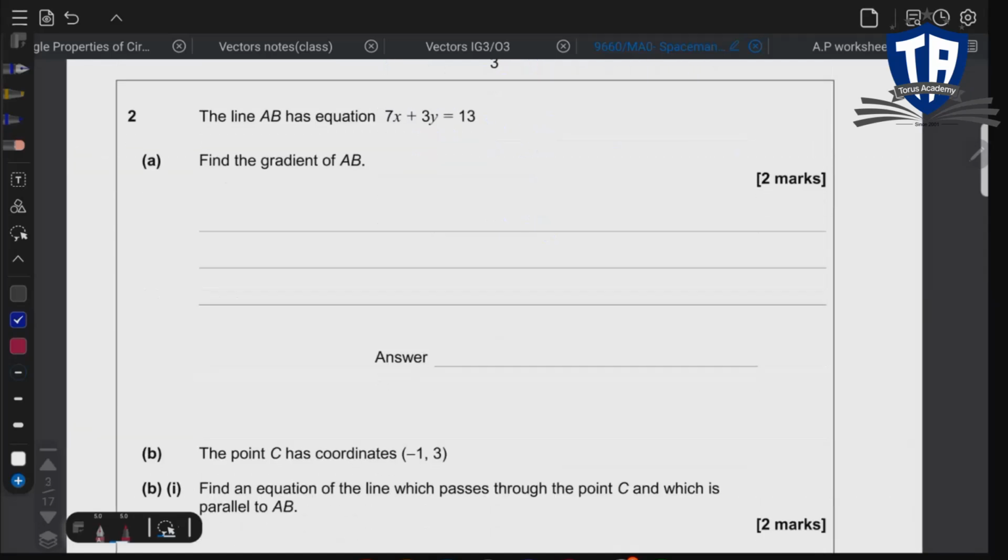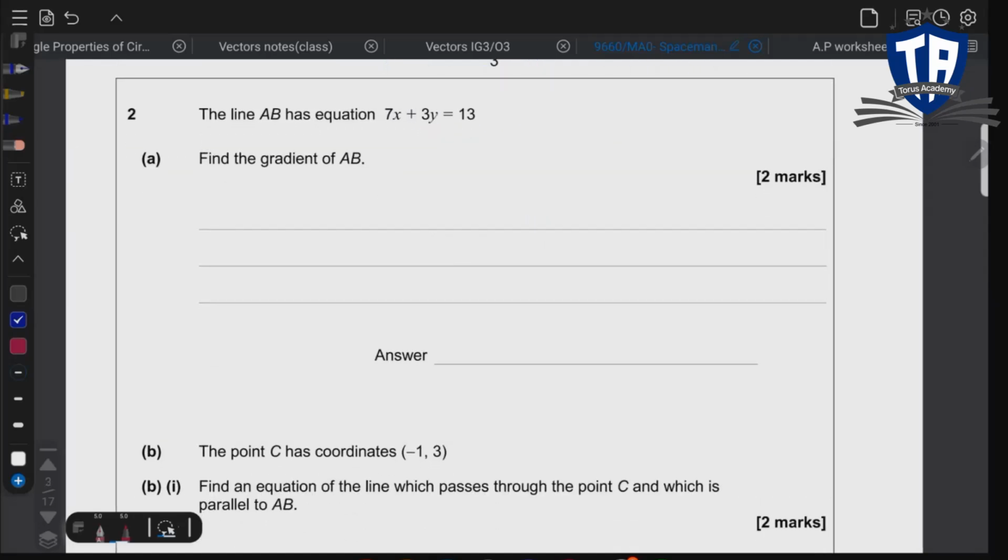Okay, this question is from the topic coordinate geometry. The equation of a line is given and we need to find the gradient of this line. We can take the gradient if we have the equation in the form y is equal to mx plus c, where m is the coefficient of the variable x. In this question, if I make y the subject, I'll write the steps. 3 is multiplying, so I'll shift it to the other side, which will give me the answer minus 7 over 3.